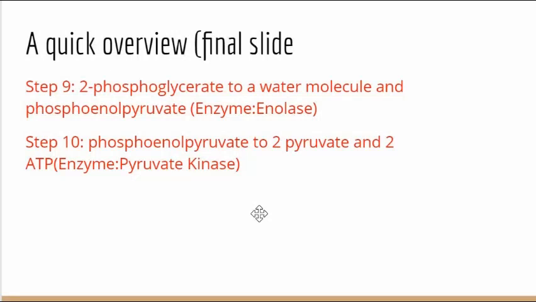So next we have step 10, which is the last step. And we have phosphoenolpyruvate yielding 2 pyruvate and 2 ATP. This happens from pyruvate kinase, which is the enzyme here. It takes a phosphate group and then gives it to ADP. Now remember, when we're talking about the steps, remember the 2 carbon molecules. Always go back to step 5 where we had 2 GAP. So that's why we have 2 ATP here and 2 pyruvates.